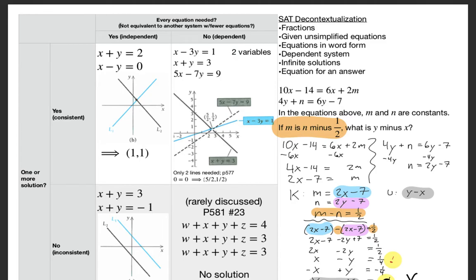An alternate way of saying it is, is it equivalent to another system with fewer equations? No, really it is equivalent to a system with fewer equations. So therefore, it's dependent.